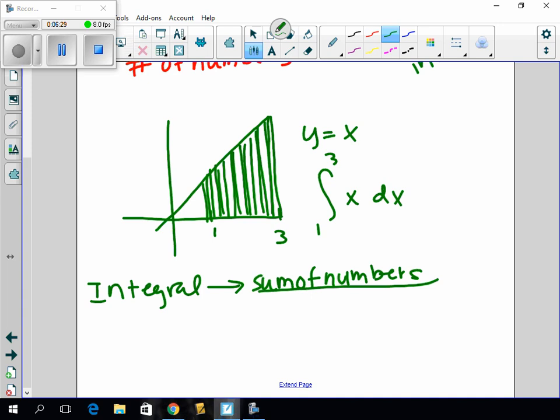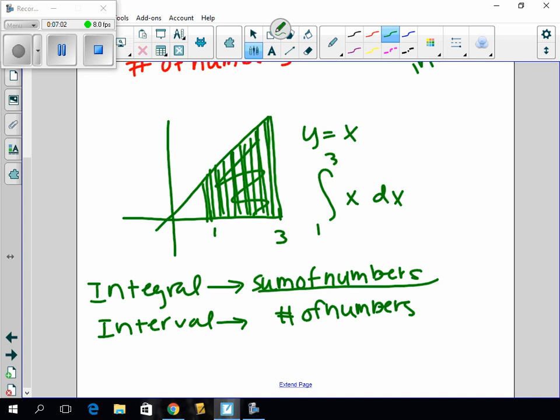And in order to find the average, I need a number of numbers. So for this, we use our interval. So our interval is our number of numbers. So when I take the average value of a function, I take the integral of that function, so I find the area underneath the curve, and I divide that by our interval. So I divide that by 3 minus 1.